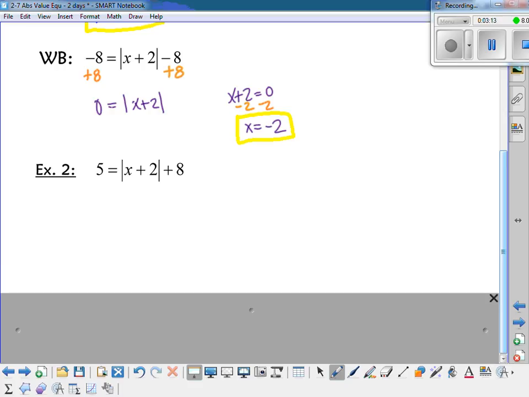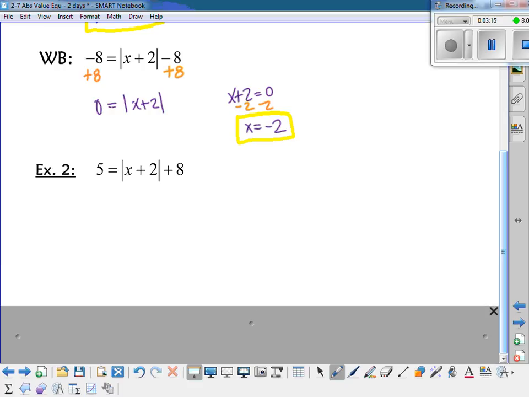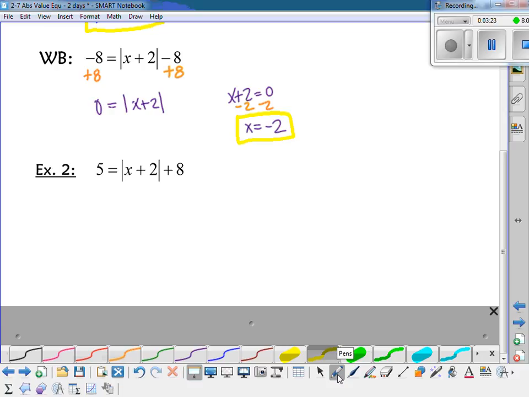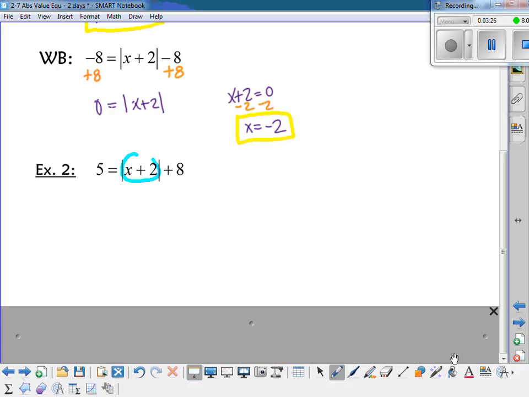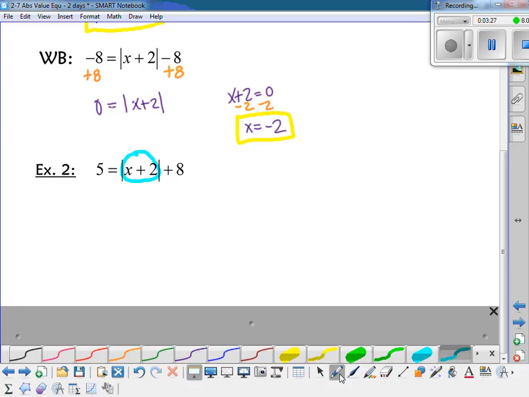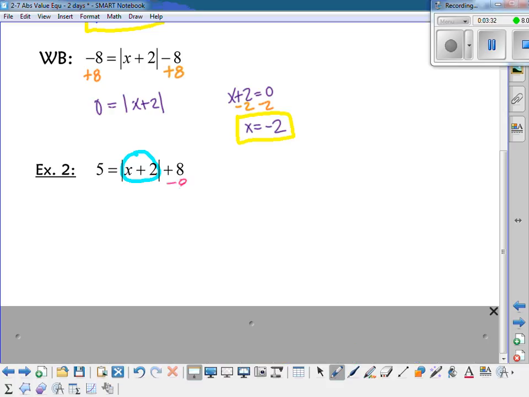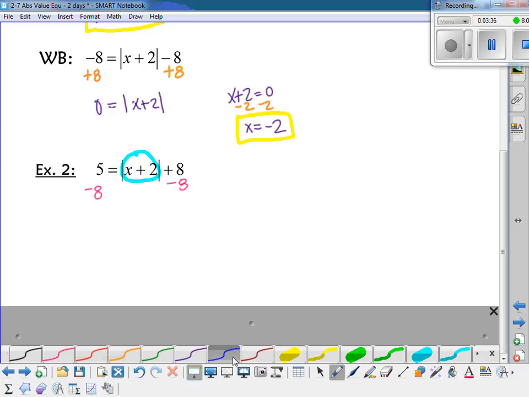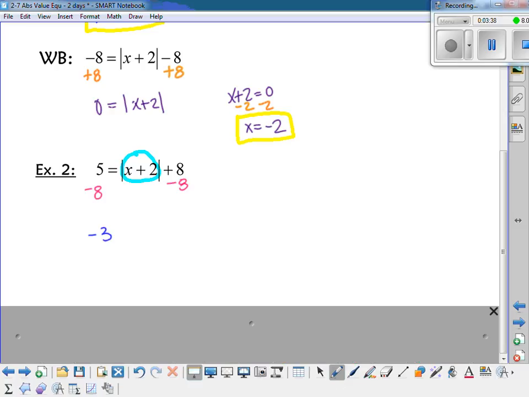In example 2, we have 5 is equal to the absolute value of x plus 2, then outside of it plus 8. So again, I want to isolate my absolute value expression, get that alone. So that means I need to get rid of that positive 8. So to get rid of that, I'm going to subtract 8 from both sides. And when I do that, I get that negative 3 is equal to the absolute value of x plus 2.